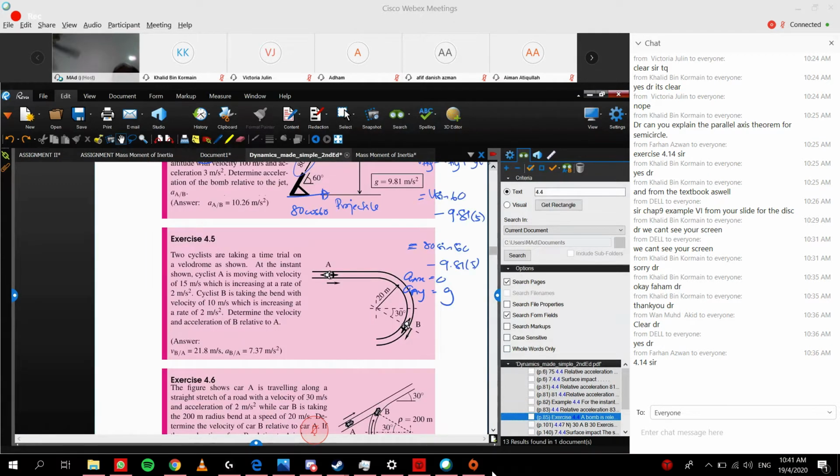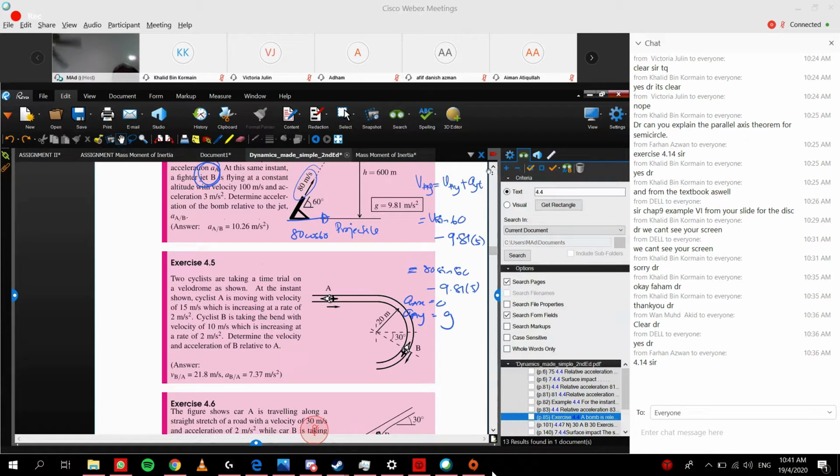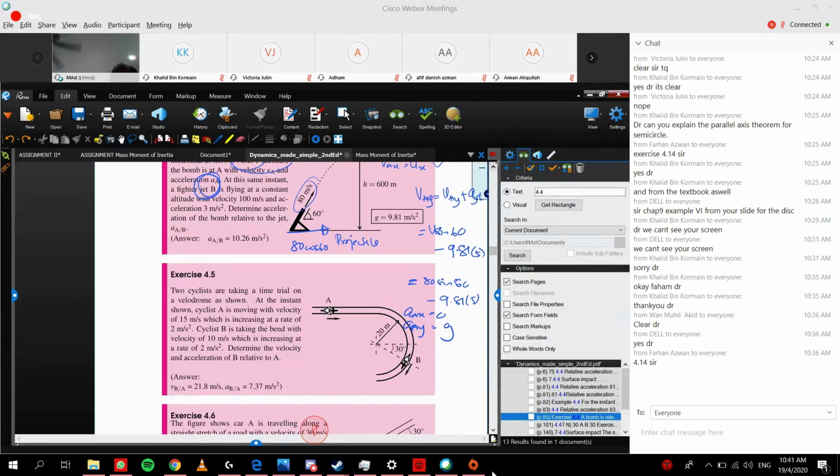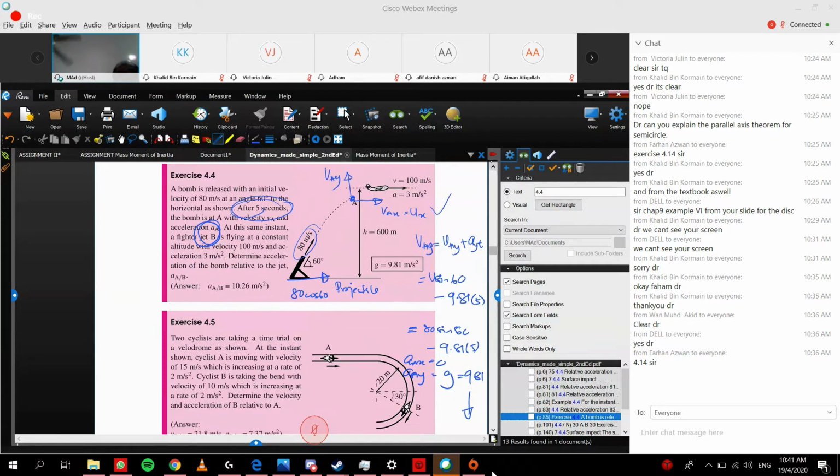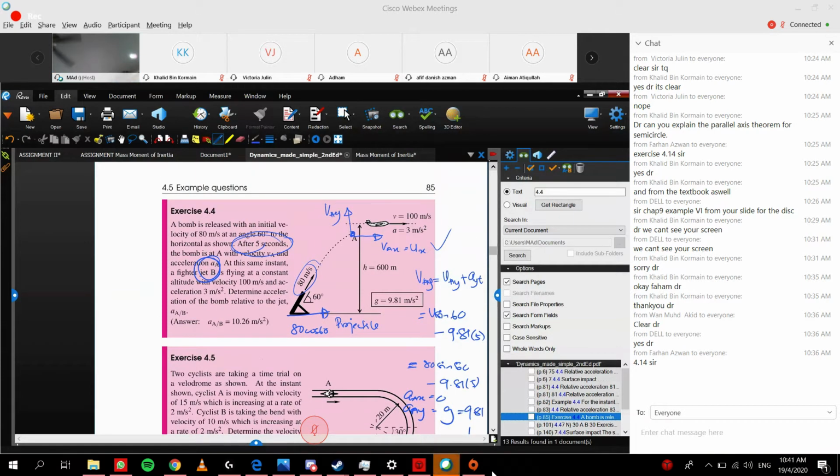Okay, your AY is basically equal to G, which is 9.81, pointing downwards. Once you get your AA and VA, you got your AA and VA, the rest is the same. You are given the velocity and acceleration of your aeroplane. Then the rest you do the same.